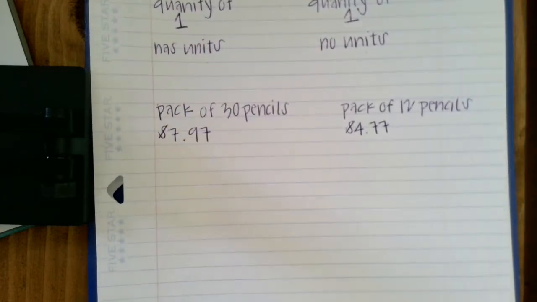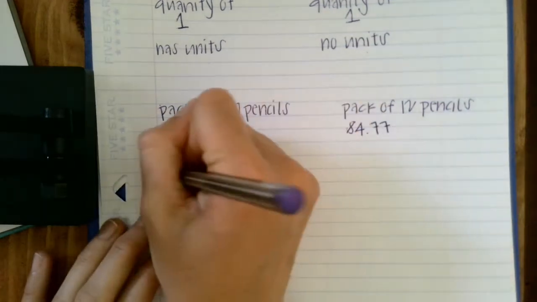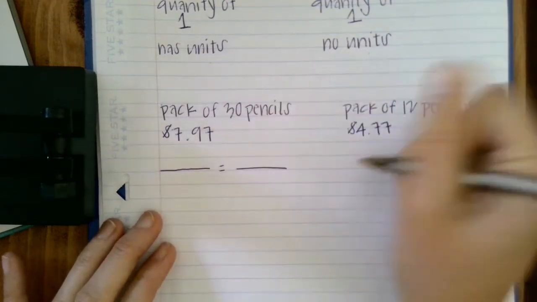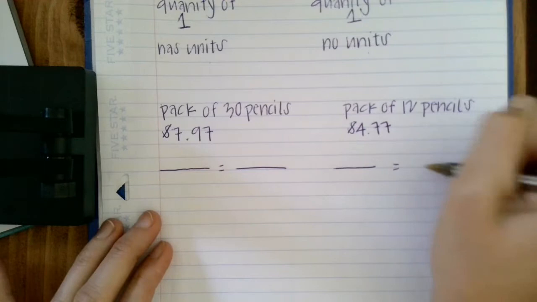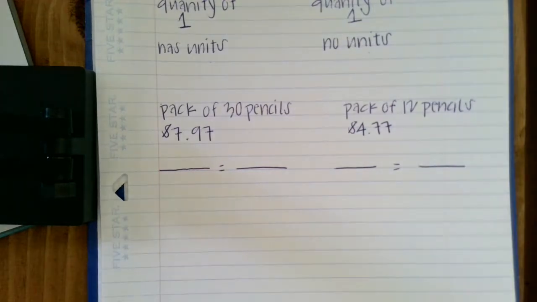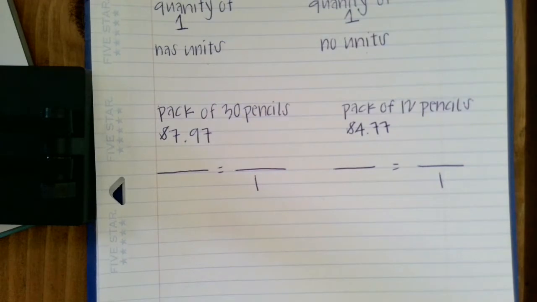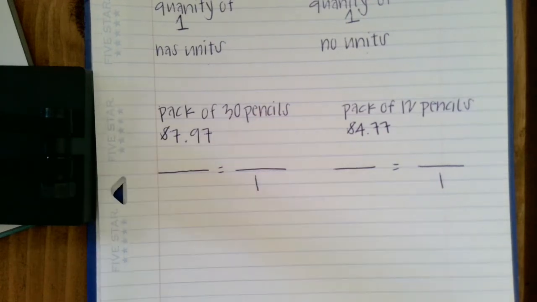Again, I want to figure out which is the better deal. So I have to figure out how much it costs per pencil. So how much is one pencil? In order to do this, I'm going to go ahead and set up my ratios right away. And I'm going to put a 1 at the bottom because it's expressed in quantities of 1. Now I have to figure out, I want one of what? $1 or one pencil?